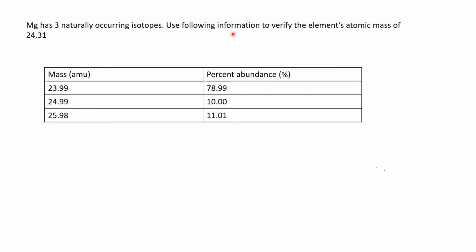Magnesium has 3 naturally occurring isotopes. Use the following information to verify the element's atomic mass of 24.31. So you should know that the atomic mass equals the weighted average of these isotopes. To find the weighted average of the isotopes, we are going to take each isotope one by one, take the mass and multiply it by the percent abundance as a fraction, and add them together.